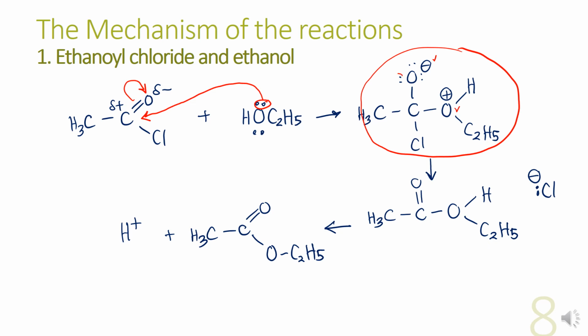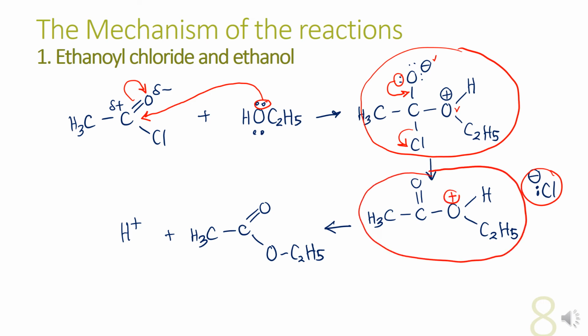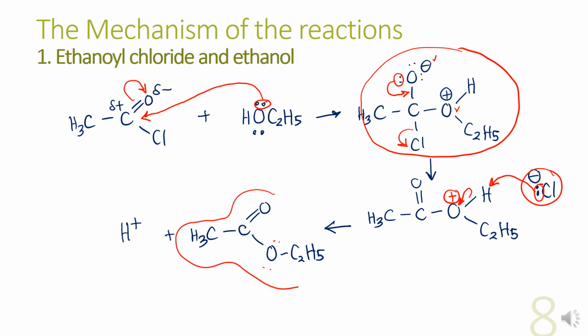Okay, and then the same thing, this lone pair will go back here, forming the double bond, expelling the chloride ion, and you get this. Oops, I think I forgot to put the positive charge here, right? And then the same thing in the Cl, the lone pair of the Cl will grab the proton from the oxygen, forming our ester compound.